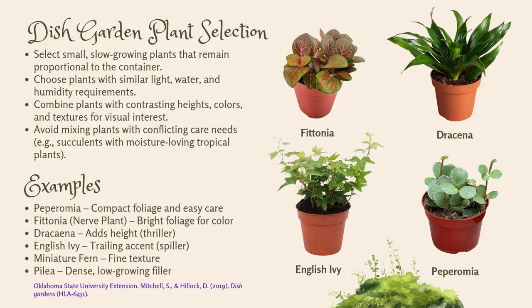Some examples shown here include Photinia for color, Dracaena for height, English ivy as a trailing plant, Peperomia for compact foliage, and miniature ferns for texture. One mistake to avoid is combining plants that have very different water requirements, such as tropical plants and succulents.